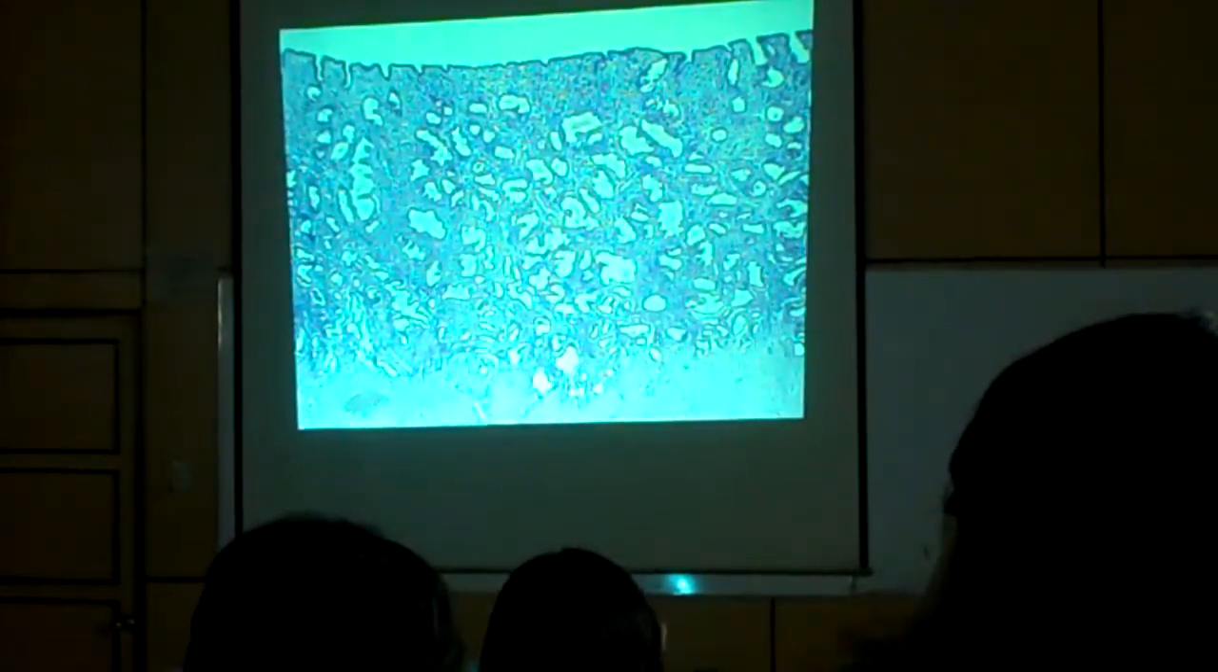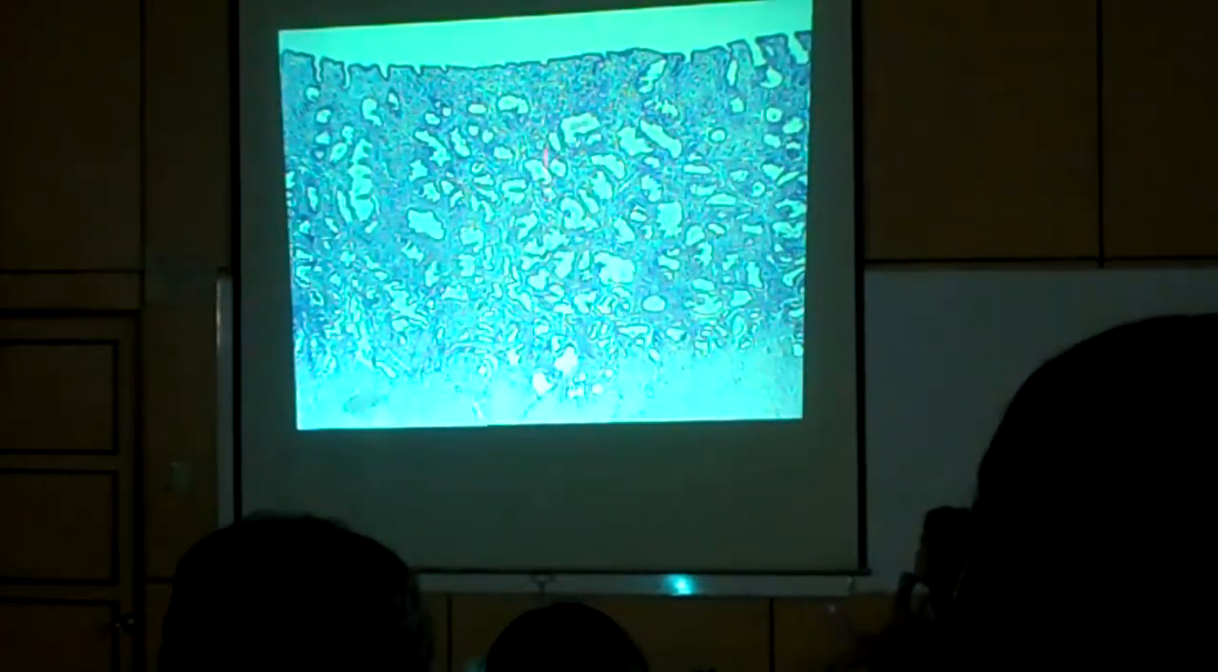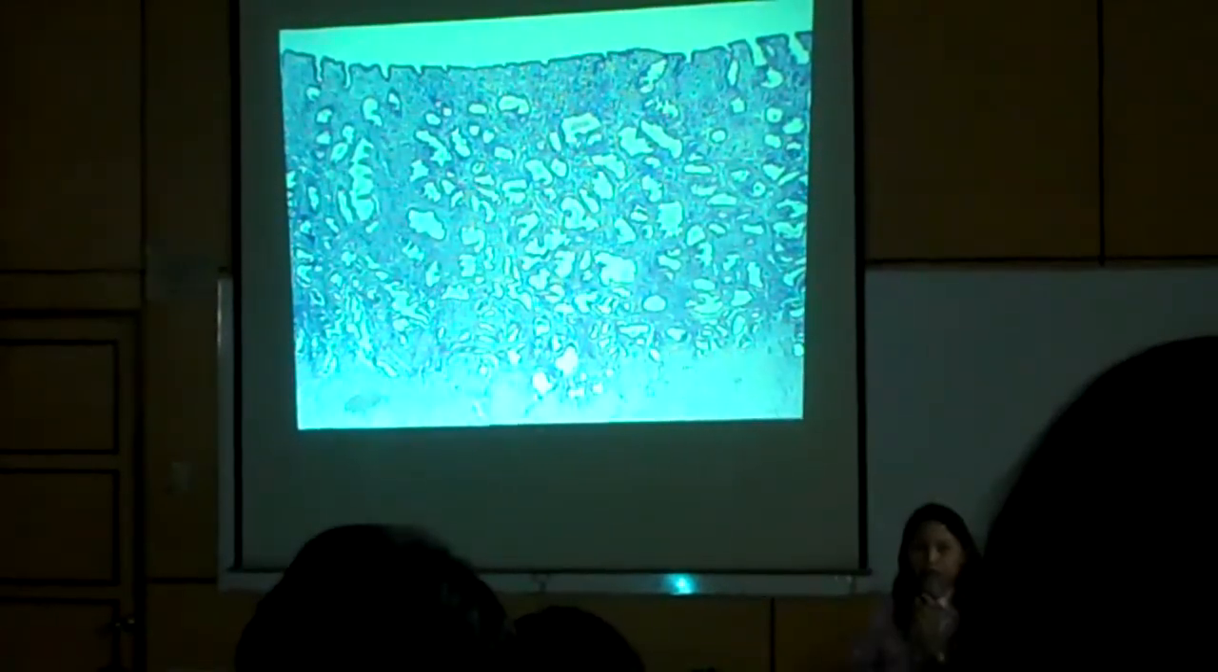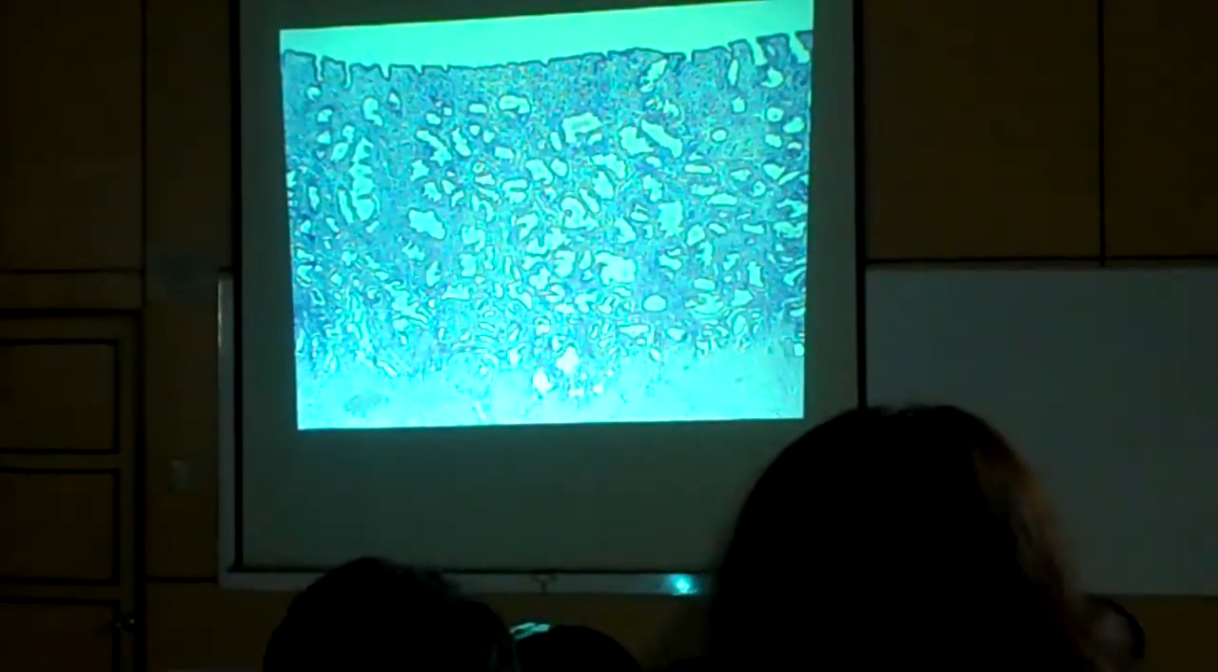Okay, and we have also two sets of arterial supply. For functionale, what will be the supply? Spiral, and the basale, straight.